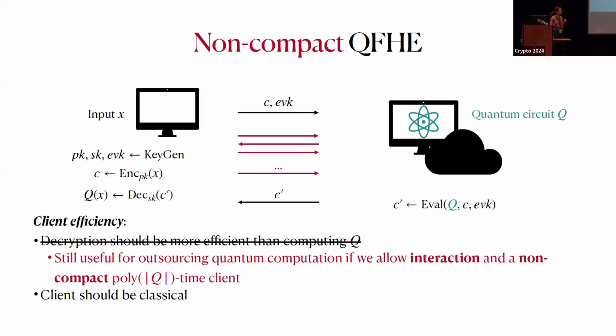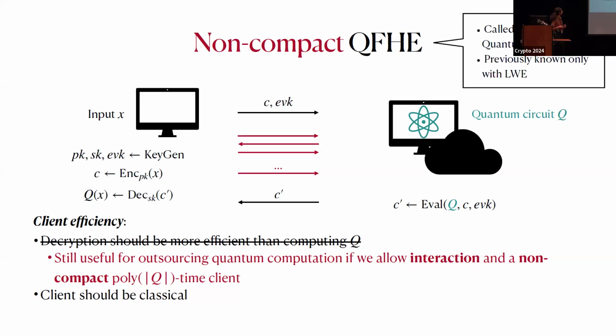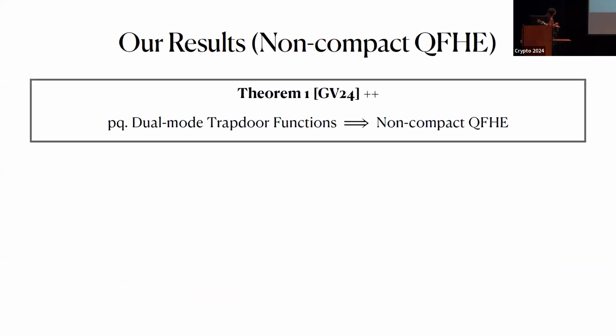Recall in the classical setting, this is not useful because the client could just run the entire circuit on its own. But in the quantum setting, this is fine as long as we maintain that the client is completely classical. And indeed, this notion is called blind delegated computation in the literature, and previously the only constructions we knew needed learning with errors. So what do we achieve in the non-compact setting?